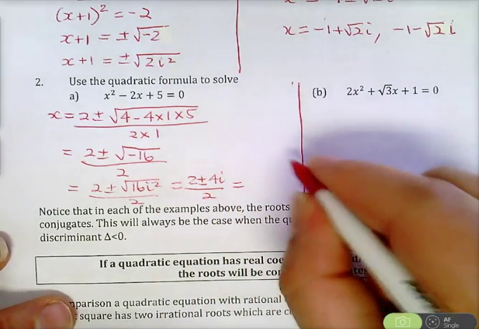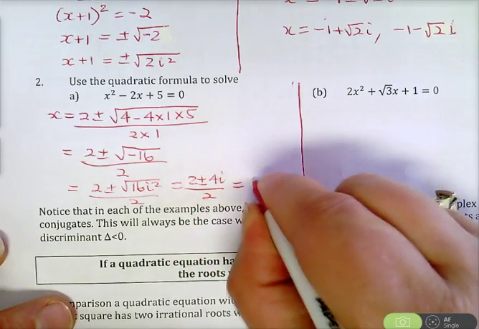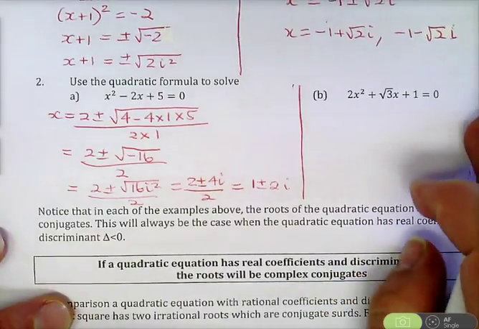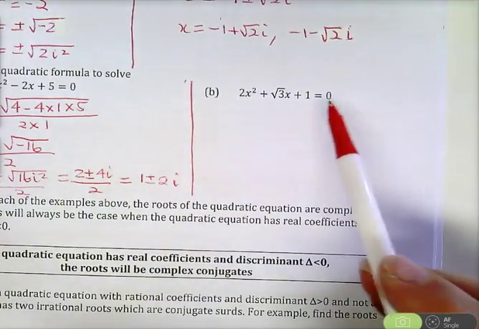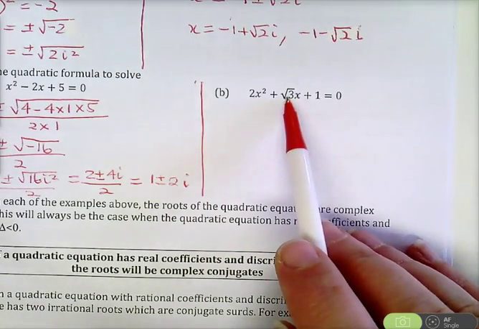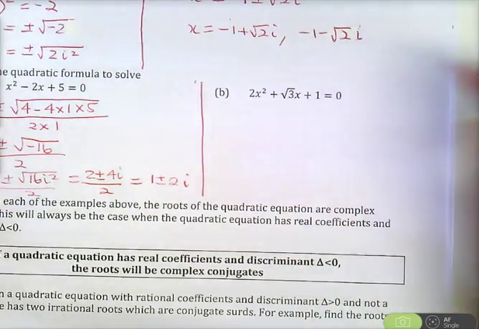Now, simplifying this, we get 2 plus or minus the square root of 16i squared, which is 4i, over 2. And simplifying this, dividing everything by 2, we've got 1 plus or minus 2i. With this second one here, we do have real coefficients, however, this is a surd, but still the coefficients are real, okay?